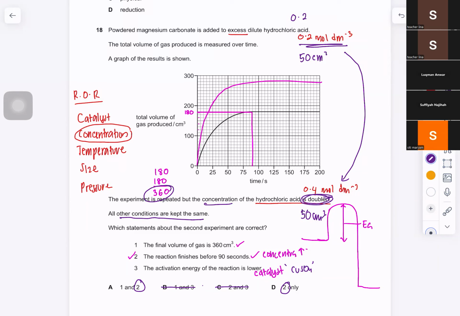So that one is to check the mol. We check the mol: 50 times 0.2 divided by 1000, so I get 0.01 mol. Then 0.4 times 50 and then divide by 1000. So I get 0.02. Do you see? The mole is doubled. So if the mole is doubled, the total volume of the gas produced is for sure doubled. So if this one is doubled, the final volume of the gas produced is 360 cm3. So number 1 is correct. So A.